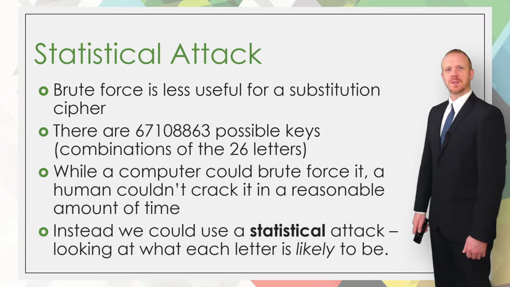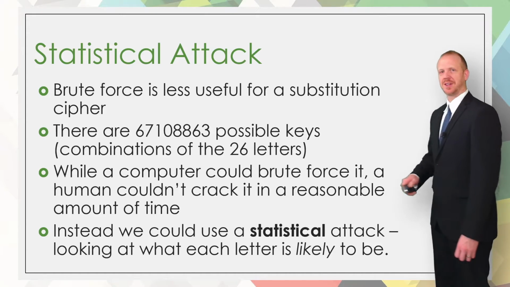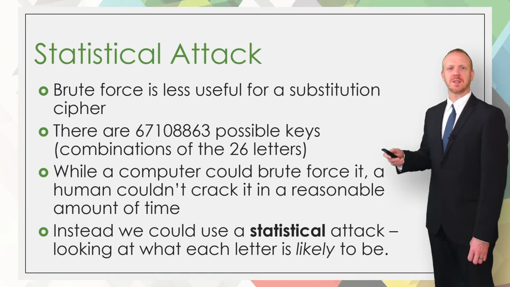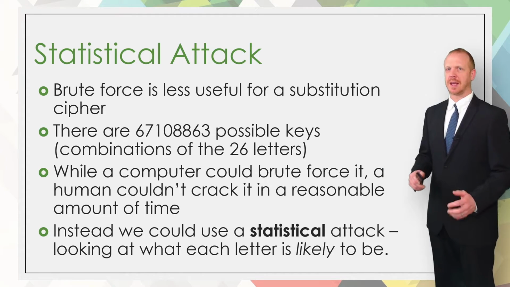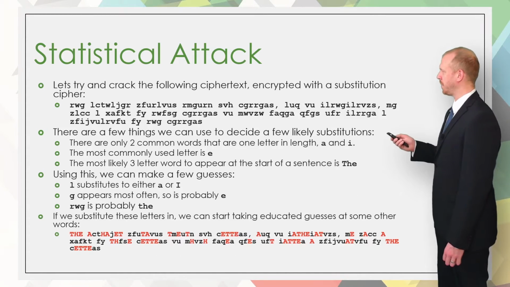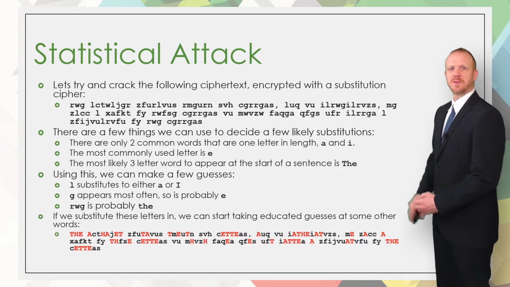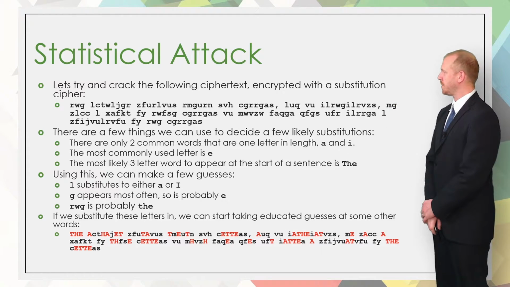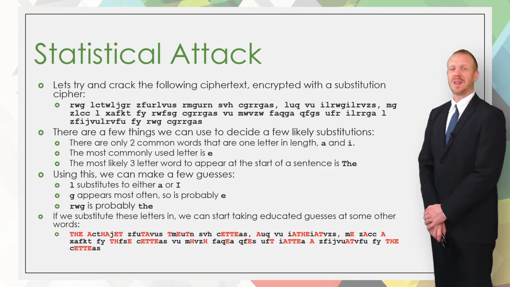But we do have other options. We can use a statistical attack. In this case, we take some estimations and reasonable guesses at what a letter is likely to be. Let's look at an example and have a look at how a statistical attack might work. So first of all, we've got this text here. This is encrypted using a substitution cipher. We know we can't brute force it.